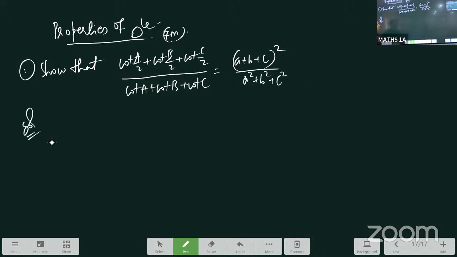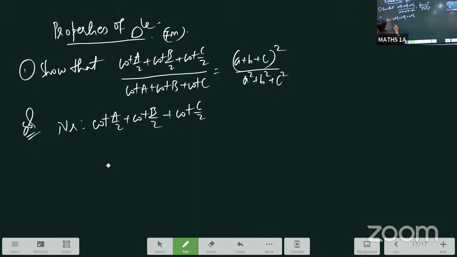Now see the solution, everybody. First, I am going to take the numerator separately: cot A by 2 plus cot B by 2 plus cot C by 2. This is like a 4 mark question also. If the numerator is asked separately and the denominator is asked separately, it is a 4 mark question.